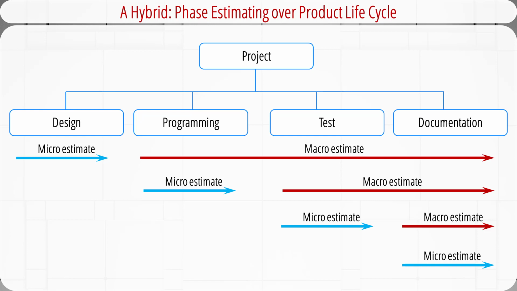One drawback of the hybrid estimating method is that the customer who is paying for the project often perceives phase estimating as a blank check, because costs and schedules are not firm over most of the project lifecycle. So before applying this method, the project manager must get the approval of the customer.